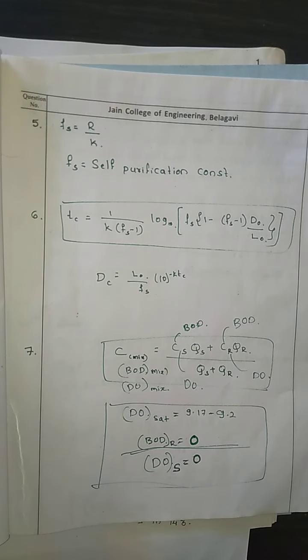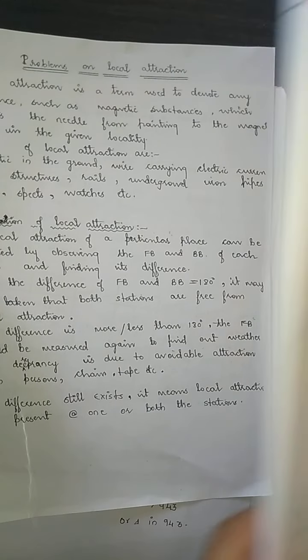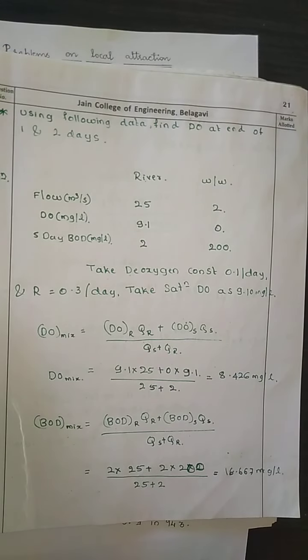In these problems they are going to ask you to determine the DO at the end of 1 day, 2 days, then the distance required to reach the critical deficit, that is, at what distance the critical oxygen deficit will be reached. Then they may ask how much time is required to reach the oxygen deficit. Such kinds of problems will be asked in your exams. So let us solve problems based on the DO deficit.